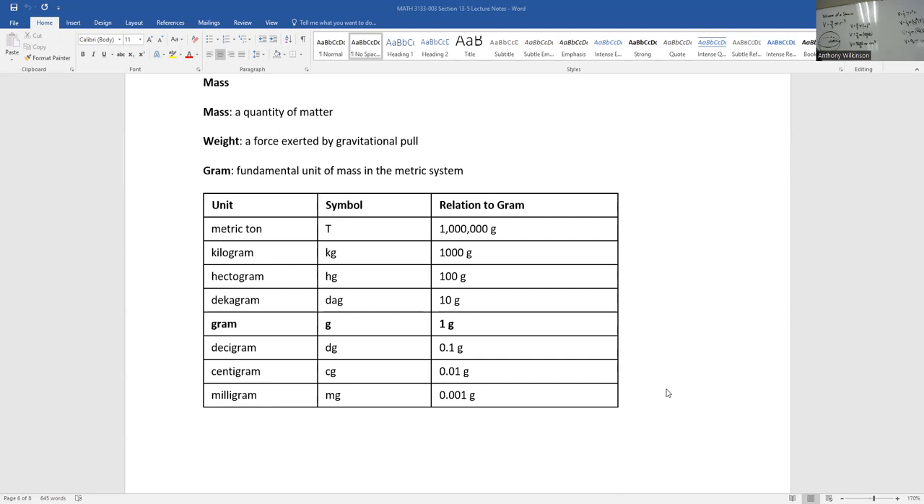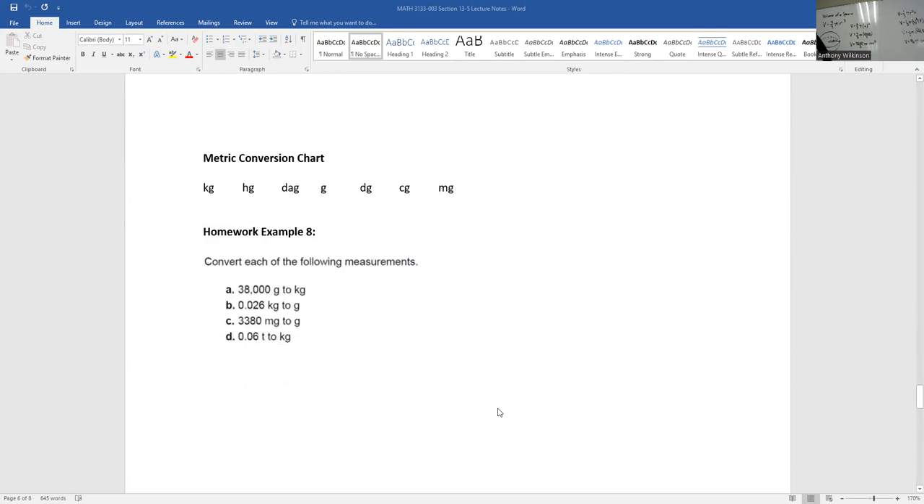Okay, and this is the conversion table for this. Okay, a metric ton is labeled by a capital T. That's going to be equivalent to 1 million grams. And then kilograms, that's 1,000 grams. Hectogram is 100 grams. Decagram is 10 grams. Decigram is 1/10 of a gram. And then centigrams is 1/100 of a gram. And milligram is 1/1000 of a gram. Okay. And I do have the metric conversion chart for grams on the next page.